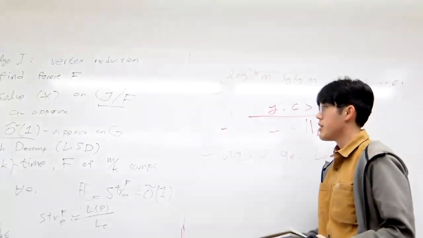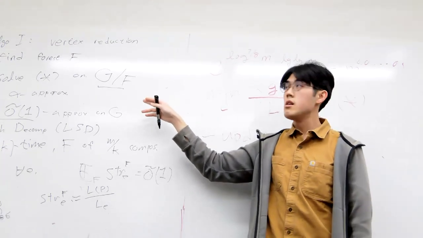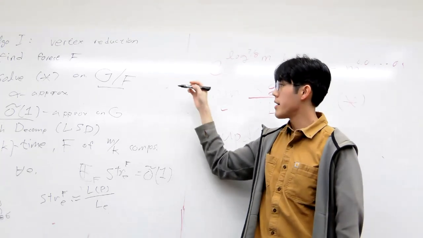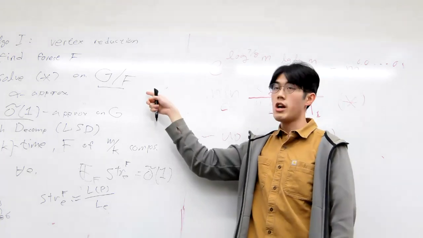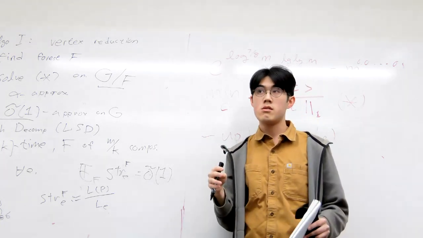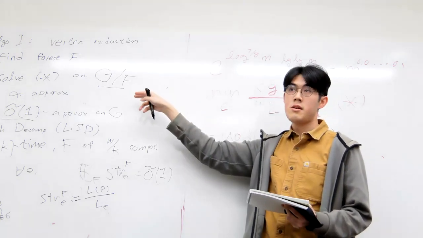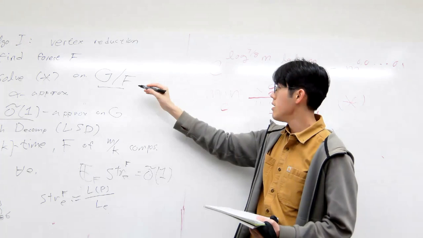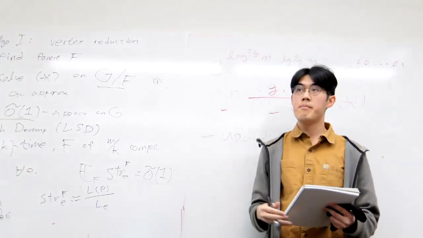So there's another issue that in this G over F, despite the number of vertices going down from N to N over K, the number of edges in G over F is still large, because we kept everything except all those forced edges. We kept the self loops. So the number of edges is still on the order of M.